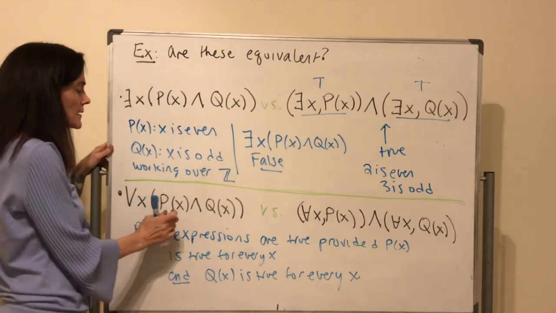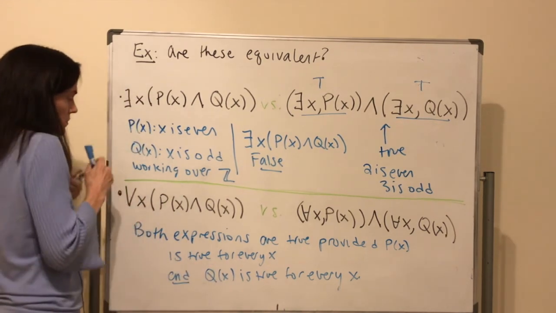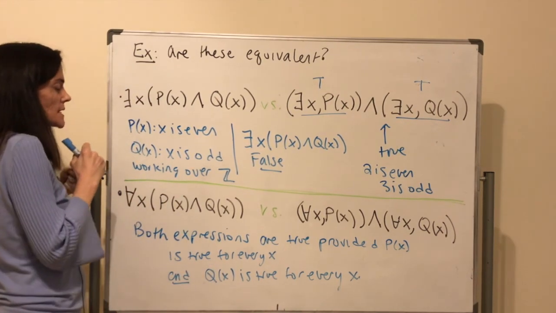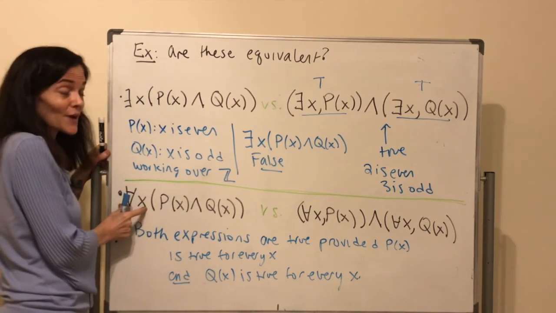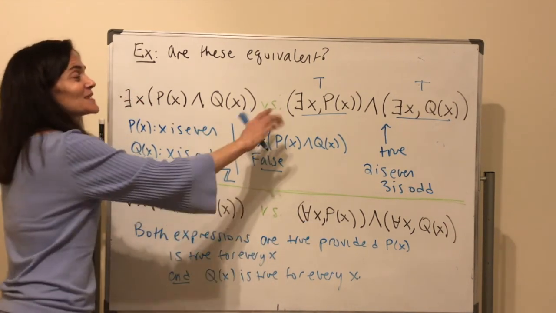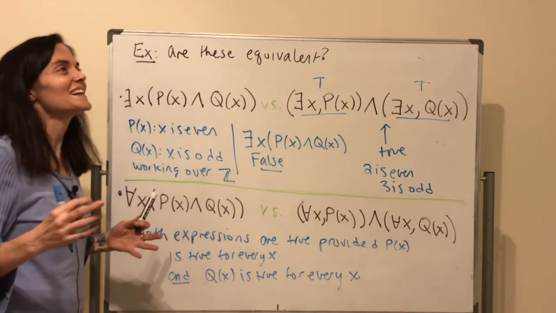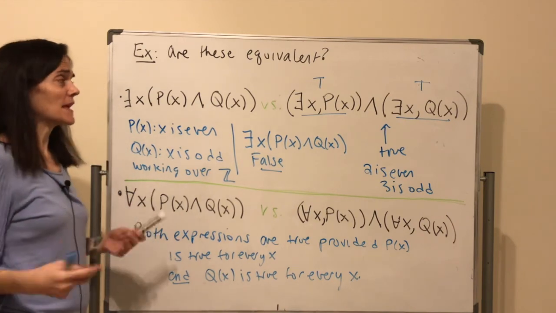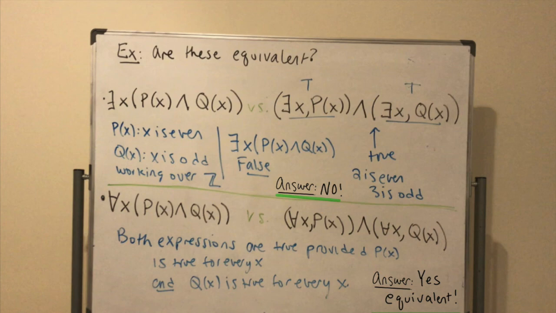And similarly here, this would say, oh, I forgot my for all. This would say P of x and Q of x is true for every x. So they're saying the exact same thing. So these two are the same, these two are not the same. And my bottom line, or my words of wisdom here, is you have to be careful with quantifiers. Are these equivalent? I've added the answers on the board. We saw no for the first and yes for the second.